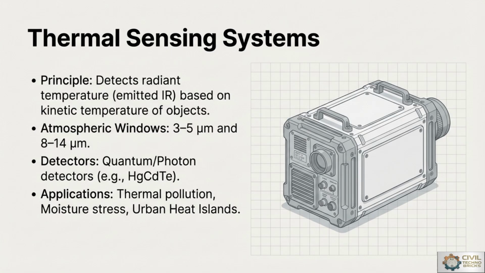Next one will be the thermal sensing systems, which are based on the principle of detecting radiant temperature, or we can say the emitted infrared rays based on the kinetic temperature of objects. These thermal sensors detect that emitted infrared radiation and measure the surface temperature of objects, with the atmospheric windows for thermal sensing occurring in the 3 to 5 micrometer and 8 to 14 micrometer wavelength regions. So specialized detectors such as HgCdTe, which is the nomenclature for the detectors, are nothing but photon detectors used to capture thermal energy.